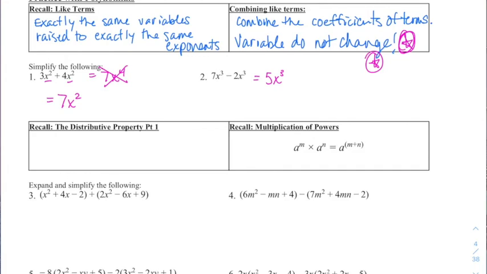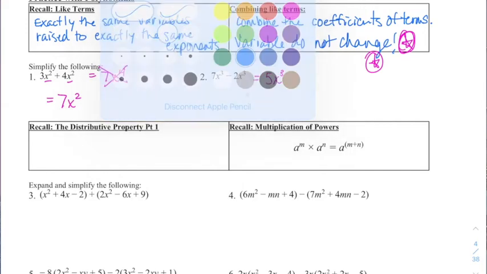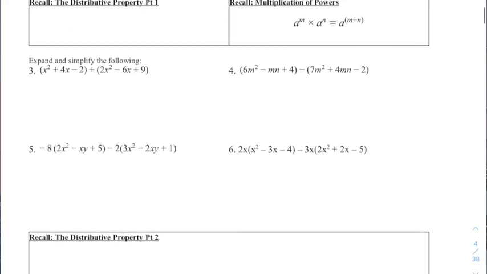All right, so we've got two things here that I want to go over with the distributive property. Okay, part one is pretty easy. If we have a times b plus c, we distribute by multiplying both of the things in the bracket by a. So it's a times b plus a times c.